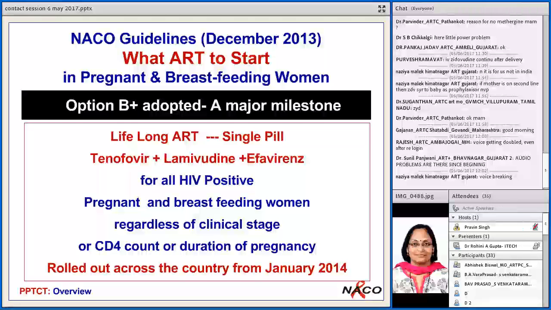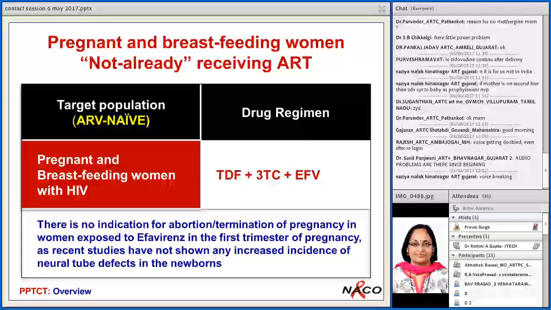What are the NACO guidelines? What ART to start? We have lifelong ART, tenofovir, lamivudine, efavirenz for all HIV positive, pregnant and breastfeeding women regardless of clinical stage and CD4 count. Pregnant and breastfeeding women not already receiving ART, we must start the same.